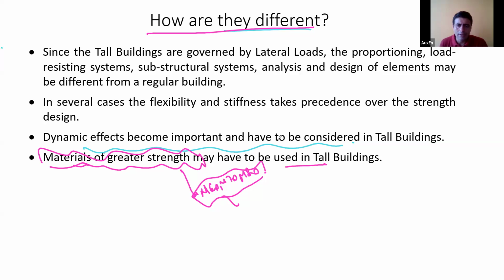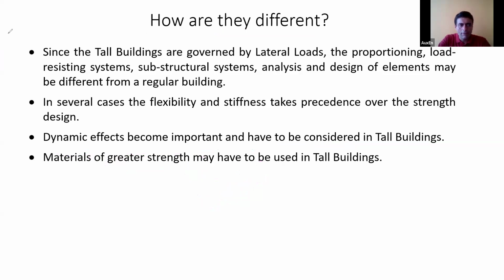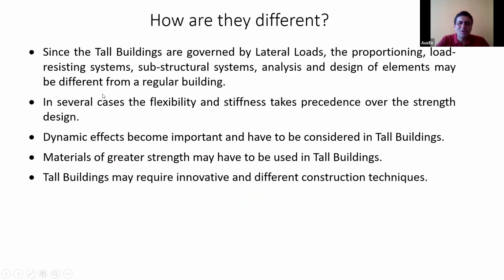The reason being that the loads are so high, and to control the sizes, to not have very large sections, because obviously large sections mean less usable space. So obviously we would like to use materials of greater strength, right? So this can be another way in which a tall building can be thought to be different from a regular building, though not very important.